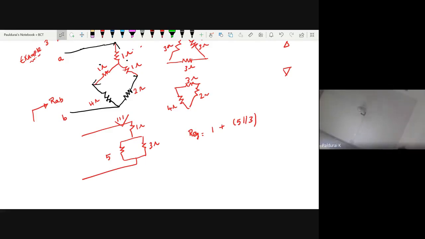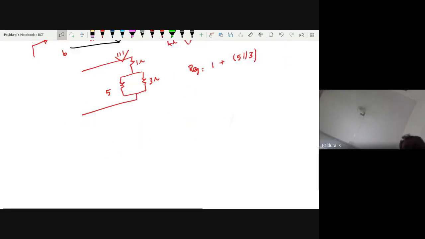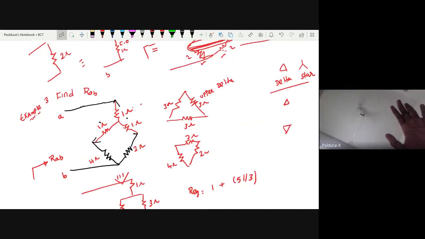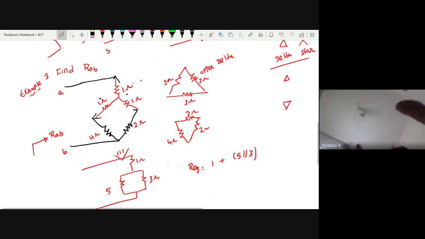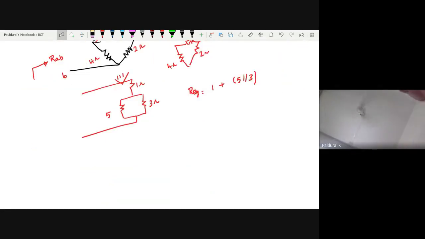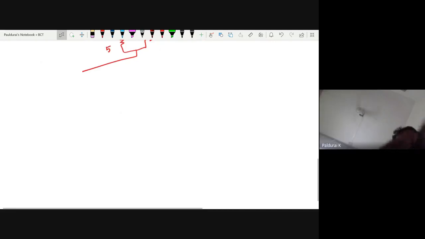So what I did, I converted delta into star. Next, put the heading, just to understand the concept alone. What is the need for learning star to delta? Later I will come back to the same problem. But for now, just to have an idea of why I move from star to delta: when converting a star to delta or a delta to star, it is easy to calculate the required RAB. So now put the heading: star to delta conversion, and also delta to star.